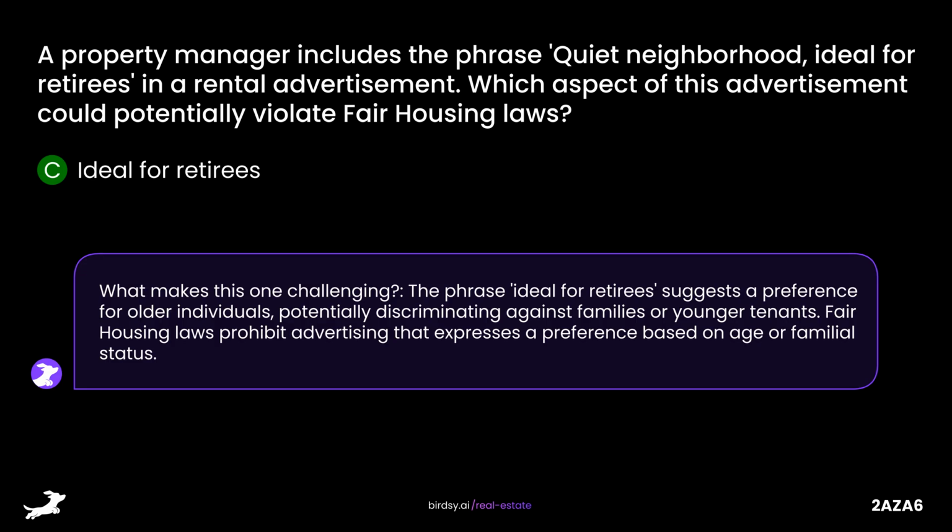What makes this one challenging? The phrase "ideal for retirees" suggests a preference for older individuals, potentially discriminating against families or younger tenants. Fair housing laws prohibit advertising that expresses a preference based on age or familial status.